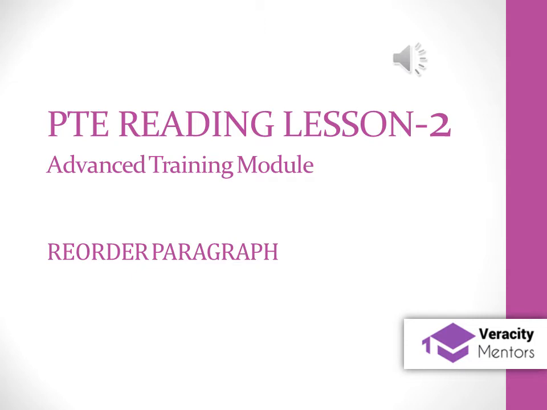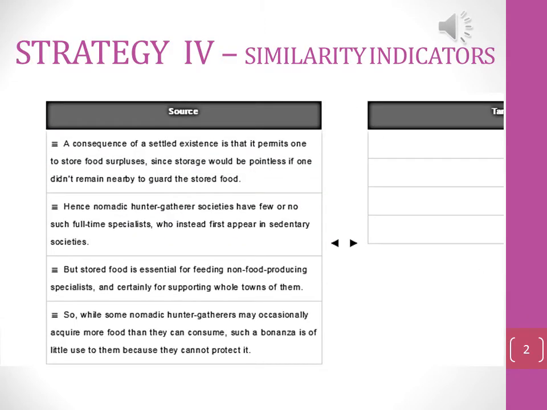If you haven't watched the first lesson, I recommend that you first go there because that's slightly easier to understand, and it also has our first 3 strategies that we are going to be reusing in this one. Apart from what we have already done, we are going to look at strategy number 4 for reorder paragraphs, that is similarity indicating clue words or similarity indicators, whatever you can call them. What matters is that you're able to identify them on the test and use it.